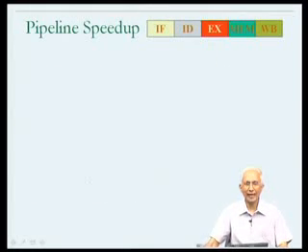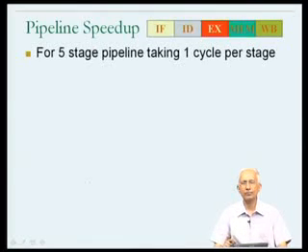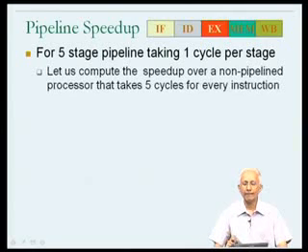Okay, now let's try to calculate the potential pipeline speedup for our five-stage pipeline, or a pipeline of depth 5. The way we'll do this is, we'll start by restating our assumption. I'm going to assume that each stage of the pipeline takes one cycle. And I'm going to compute the speedup over a non-pipelined processor that takes 5 cycles for every instruction.